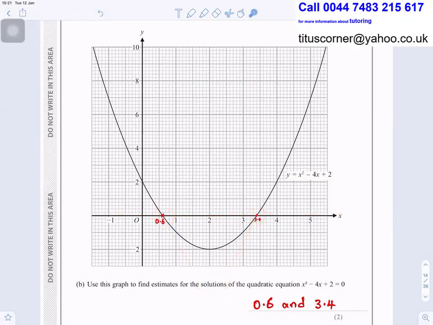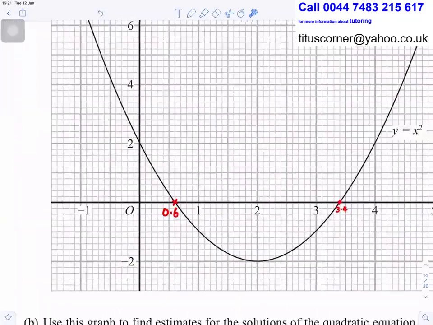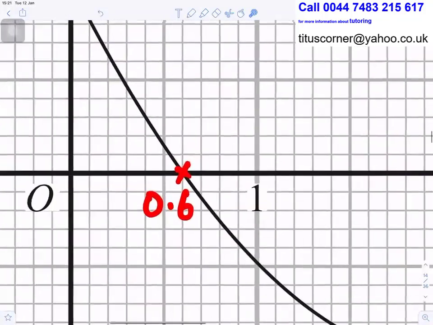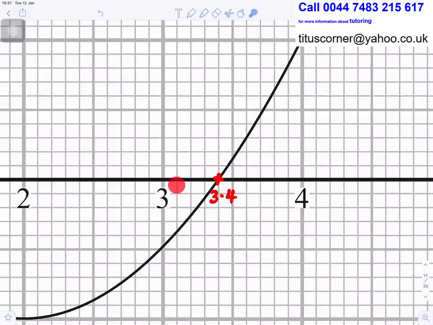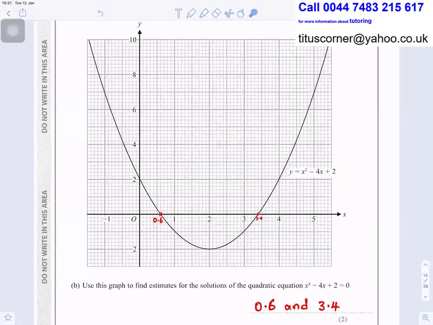And you can see it crosses the x-axis at 2 points. We want to find those 2 points to give you the solution. So if you zoom in, this point there is 0.1, 0.2, 0.3, 0.4, 0.5, 0.6. So 0.6. And when you zoom into the other side, 3.1, 3.2, 3.3, 3.4, the other point is 3.4. So your two answers are 0.6 and 3.4.